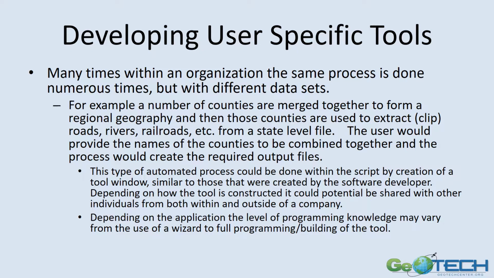So if you write your script hard-coded with the names of those counties that are going to be merged together, then you have to go in the code each time and change the values. But if instead you write it in such a way that it opens up a dialog box and you input the names of the counties you want to merge together, then you can make this a much more detailed script. So building your own tool windows is possible in most scripts that can be run inside the software that you're trying to use.